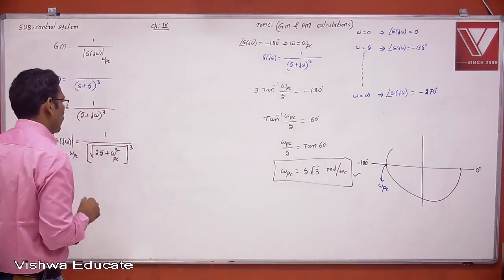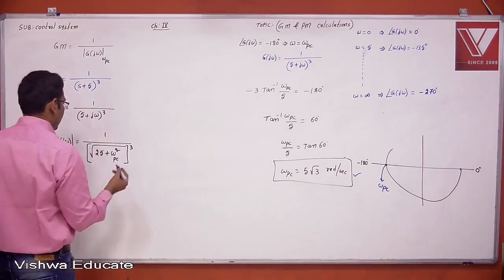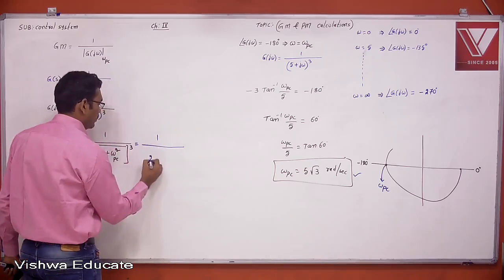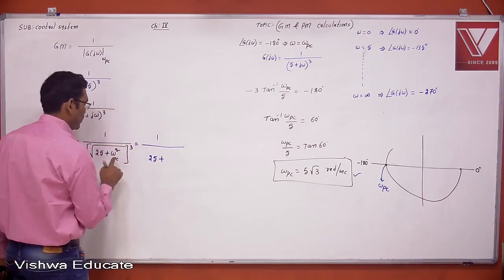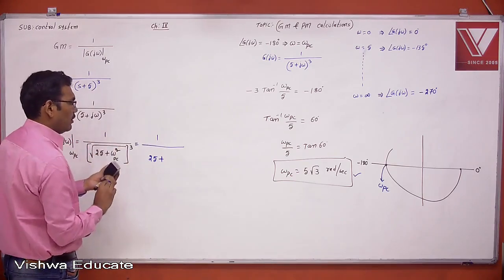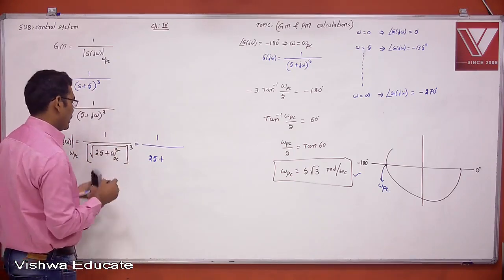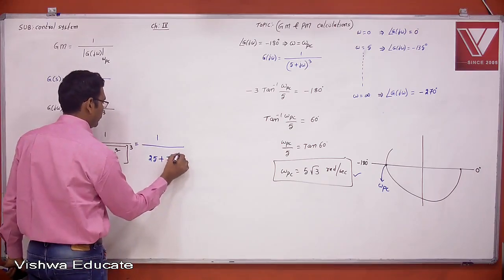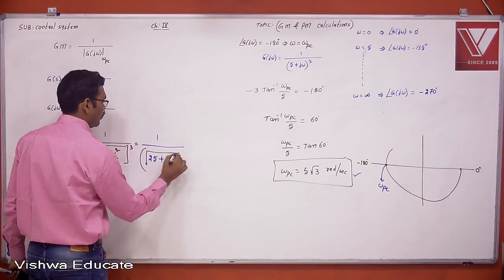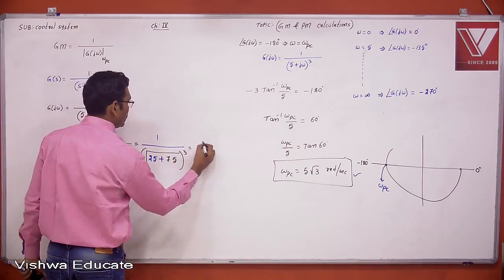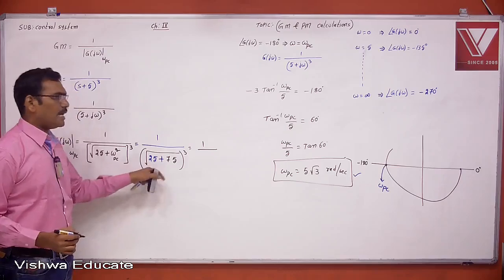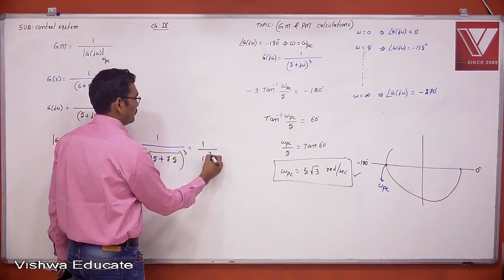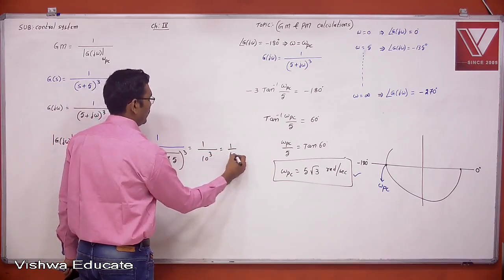Okay. So that is the phase crossover frequency, and substitute here: 1 divided by the square root of 25 plus omega pc squared, whole cube, where omega pc is 5 root 3. 5 square means 25, into 3 means 75, under root, whole cube, which is equal to 1 divided by root 100 whole cube. What is root 100? Root 100 is 10. 10 cube is equal to 1 by 1000.